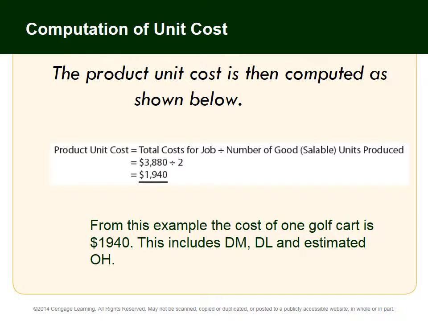Okay, product unit costs again is adding up materials, labor, and overhead and dividing it by the number of goods. Overhead is estimated. A lot of repeats. Hopefully this is helping you to understand the whole process.